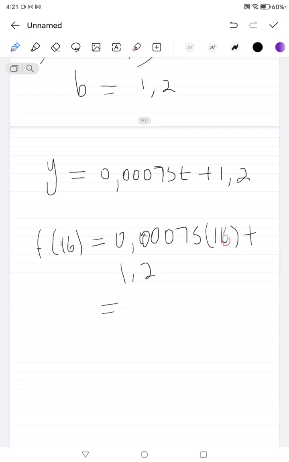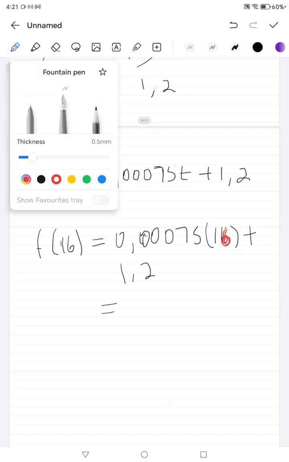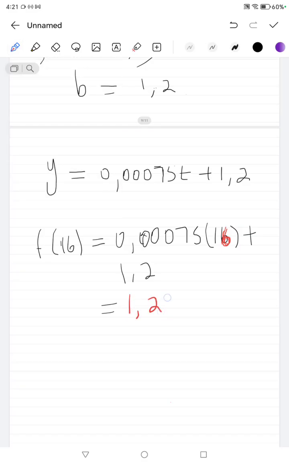Yes, the answer is 1,212. This is in millions.